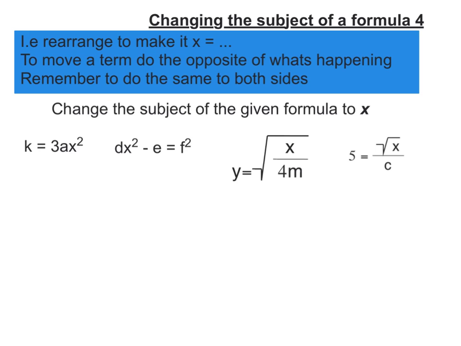So the first thing I'm going to do is get rid of this 3a, move it to the other side. Well, it's multiplying the x squared, so I'm going to divide then, do the opposite. And that will leave me with k over 3a is equal to x squared.